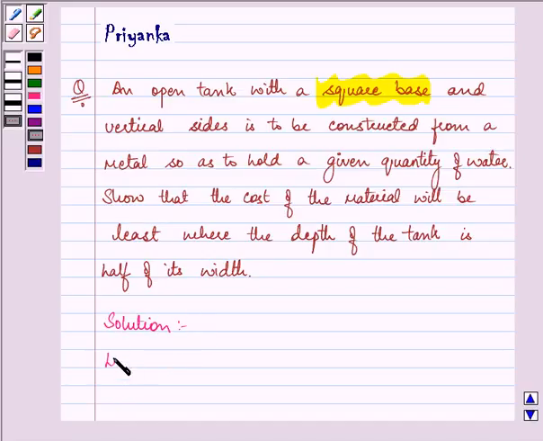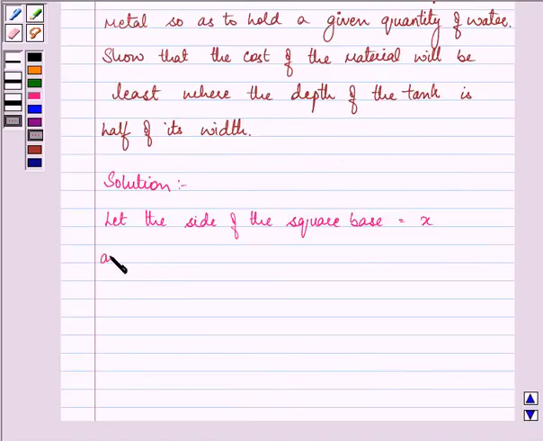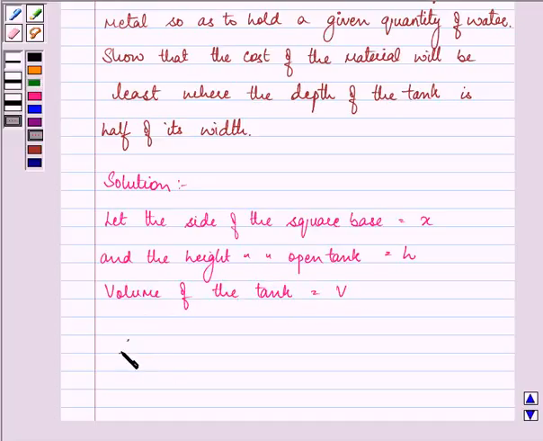Here, first of all, let the side of the square base be equal to x and the height of the open tank be equal to h and the volume of the tank be equal to V. Right? So we can say that volume of the tank is equal to x square into h, which is equal to V, where h we can write as V upon x square.